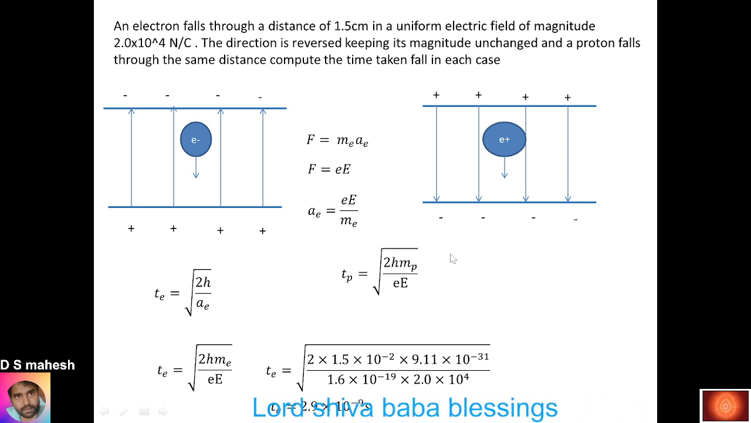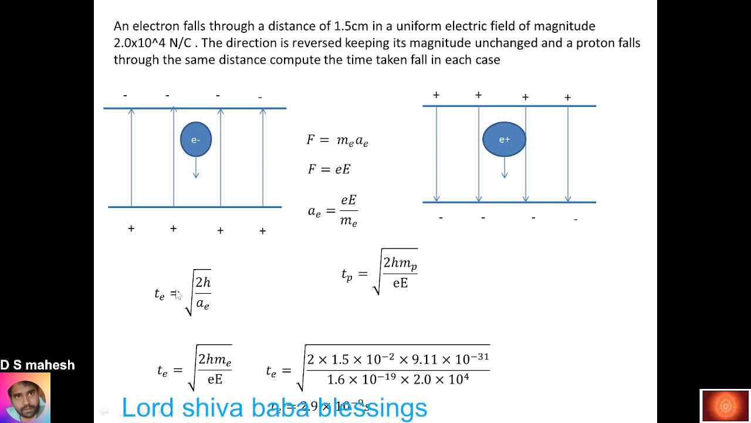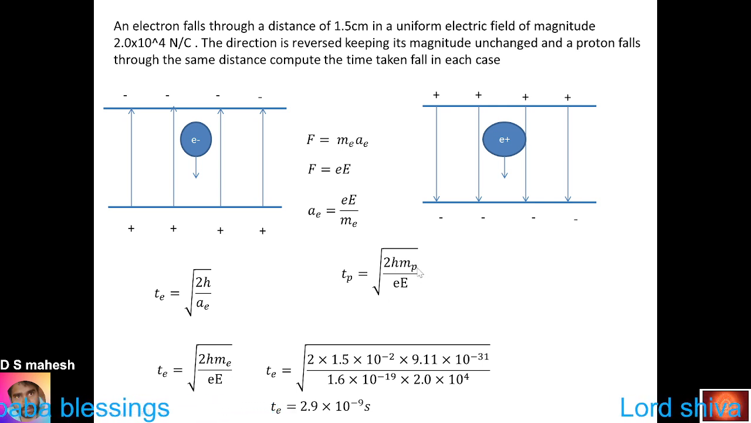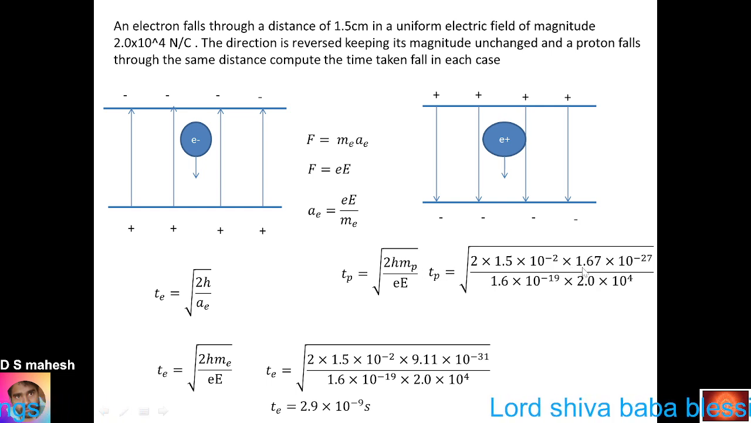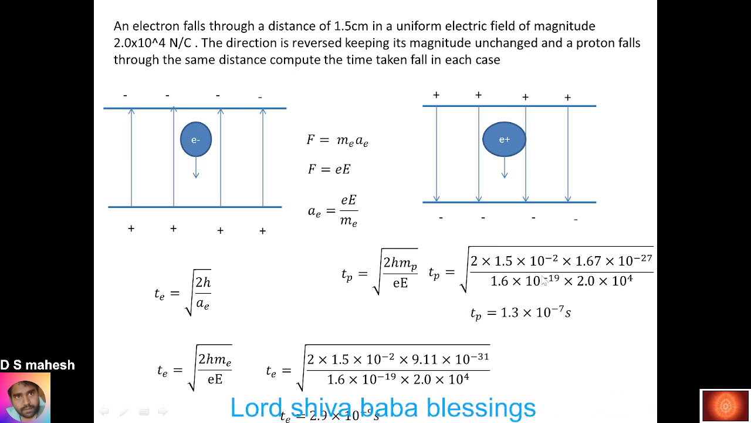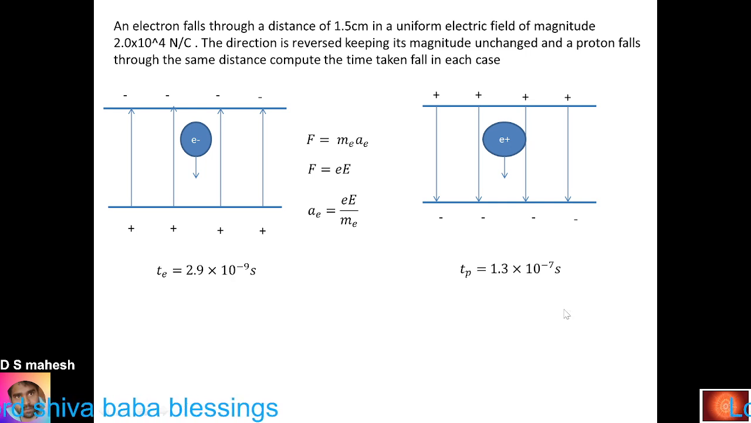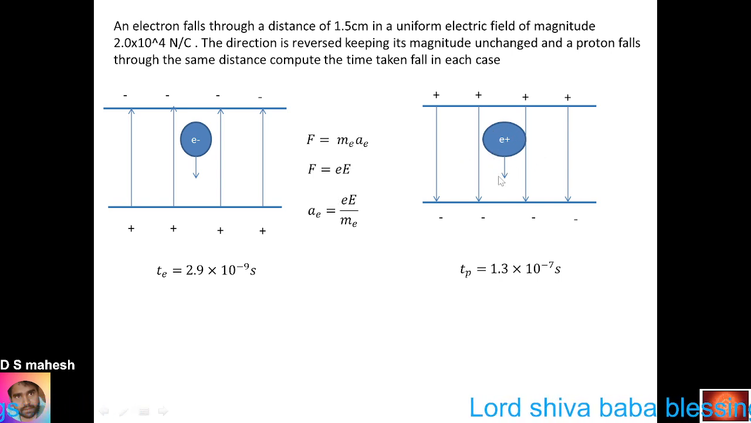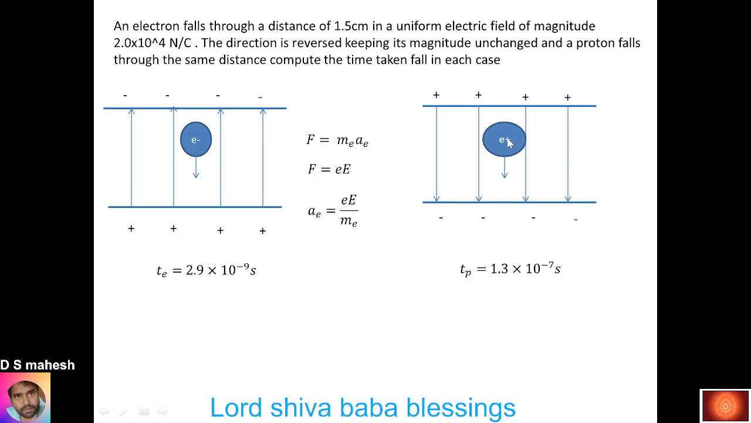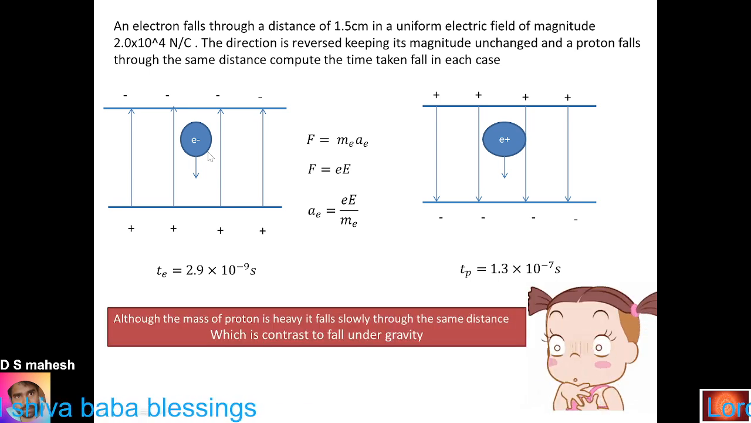So the falling time is given by the same equation as that of the electron, but here instead of the mass of the electron, we just need to consider the mass of the proton. You know that the mass of proton is 1.67 into 10 to the power of minus 27. If you substitute this, the fall time is given by 1.3 into 10 to the power of minus 7 seconds. If we compare these two, although the mass of the proton is very high when compared to the mass of the electron, the proton takes a longer time to fall when compared to the electron, that is the negative charge.